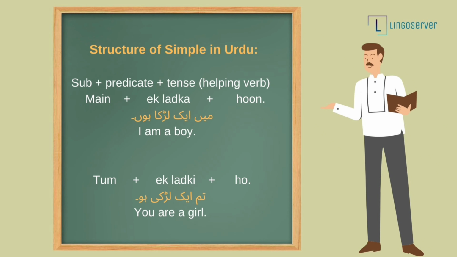For Urdu, the structure of simple sentences will be subject plus predicate plus tense, I mean helping verb. And to understand this, let's see some examples. मैं एक लड़का हूँ. मैं means I. एक लड़का means a boy. हूँ means am. I am a boy. मैं एक लड़का हूँ.